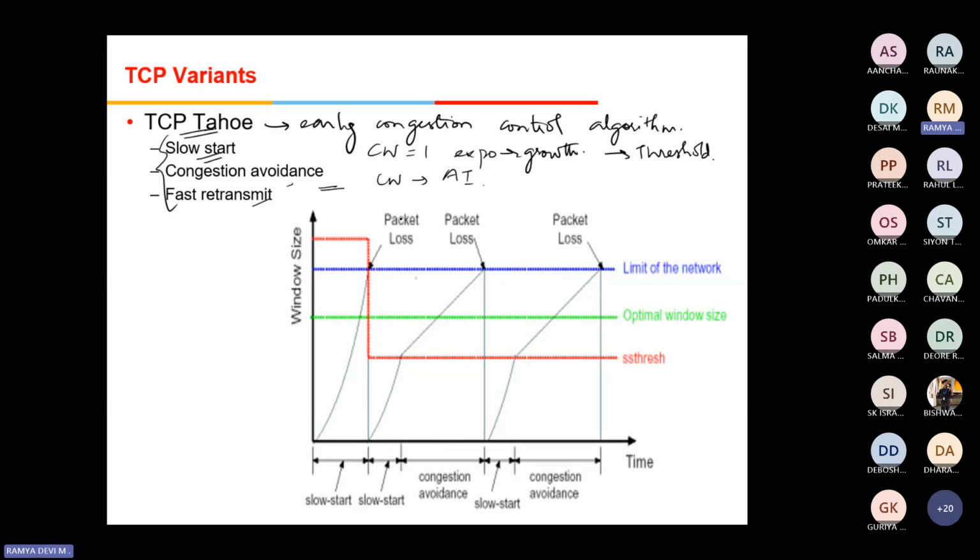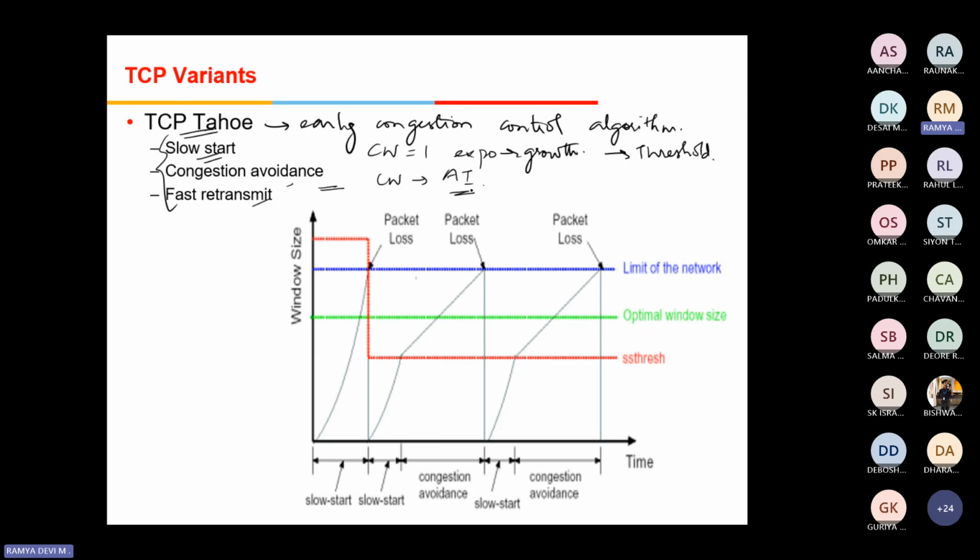Once congestion is detected, it immediately enters into fast retransmit. Rapid growth allows TCP to utilize the available bandwidth. This continues till the congestion window reaches the threshold. Once the threshold is reached, it enters into the additive increase state. Until packet loss is detected, it will stay in additive increase.